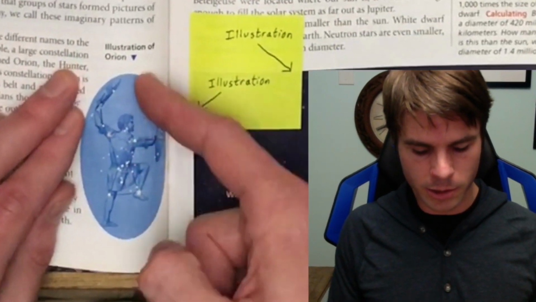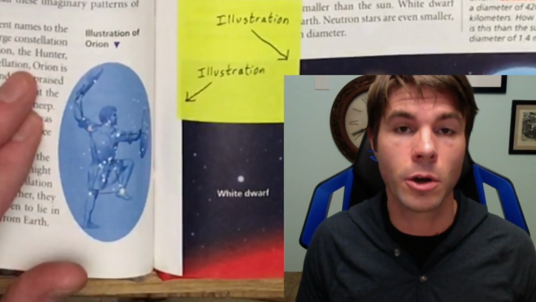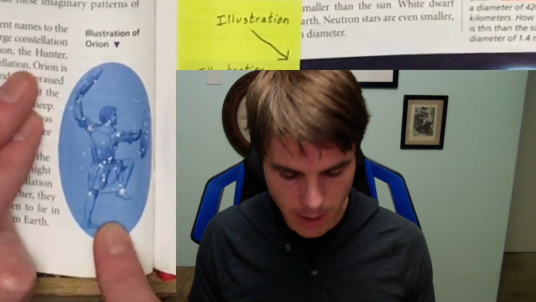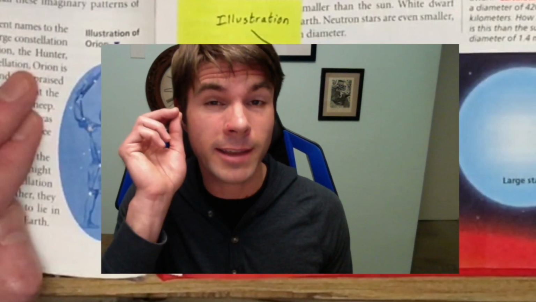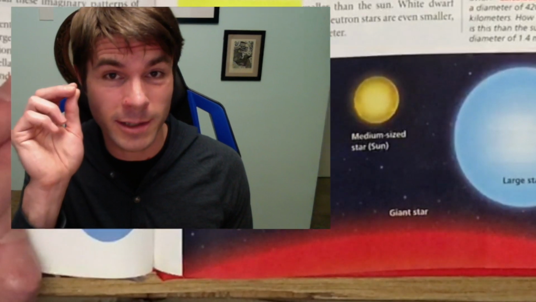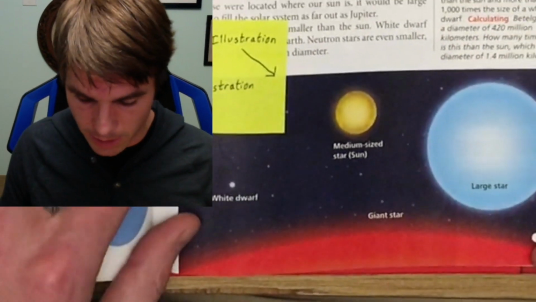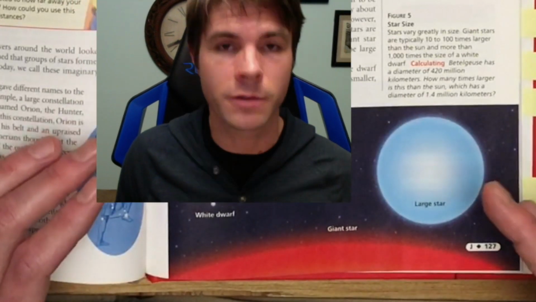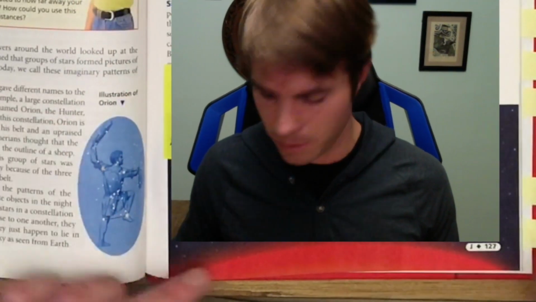This is an illustration of the constellation Orion and the picture that the ancient Greeks made in their minds by connecting the dots of the stars in the sky. This is an illustration of the size of different types of stars compared to each other.